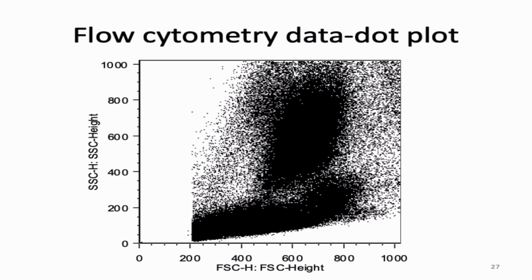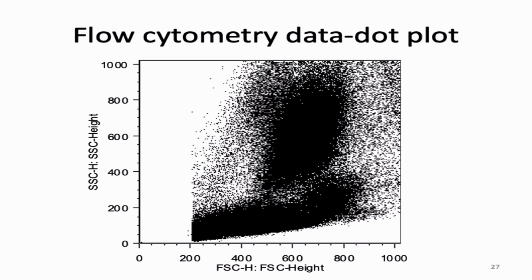And so what you can see is I've got my forward scatter, I can plot my side scatter. So I'm basically plotting the size of the cells versus how granular they are. The ones over here are small. The ones over here are big. The ones over here don't have anything inside them. The ones up here have lots of stuff inside them.